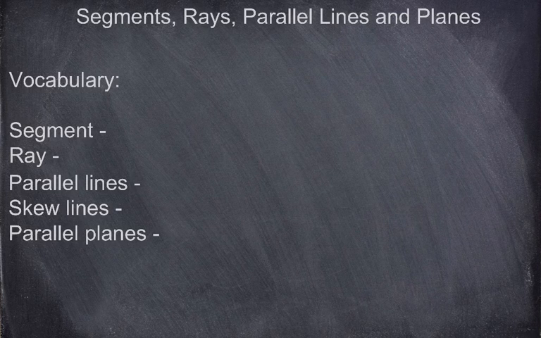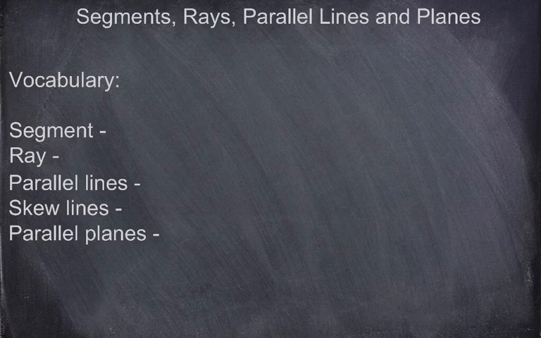Hello Geometry. Today's lesson is entitled Segments, Rays, Parallel Lines, and Planes. Well, last time we learned about lines, how they are infinite. They are a series of points that extend infinitely in both directions. But now we're going to learn about parts of lines and different types of lines.